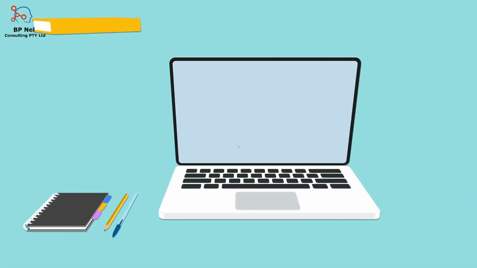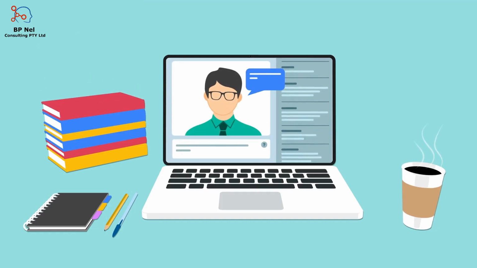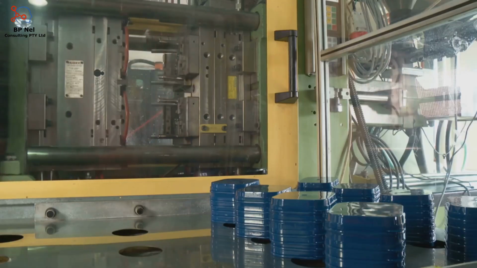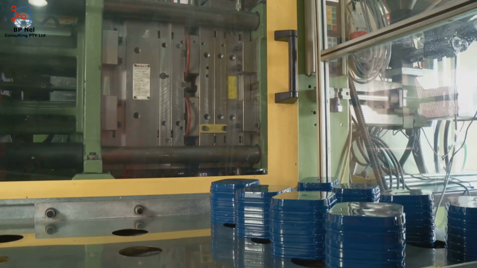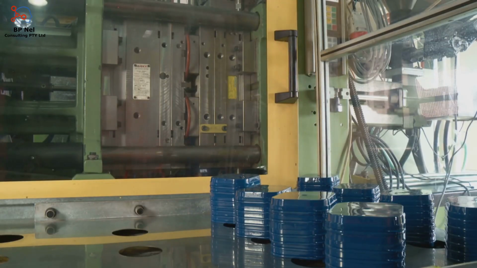Throughout the course, I'll show you real-world examples of how proper wall thickness, draft angles, and mold flow analysis create parts that are both functional and visually perfect. I'll also reveal the most common design mistakes I've encountered over 30 years, so you can avoid costly errors and design smarter from day one.